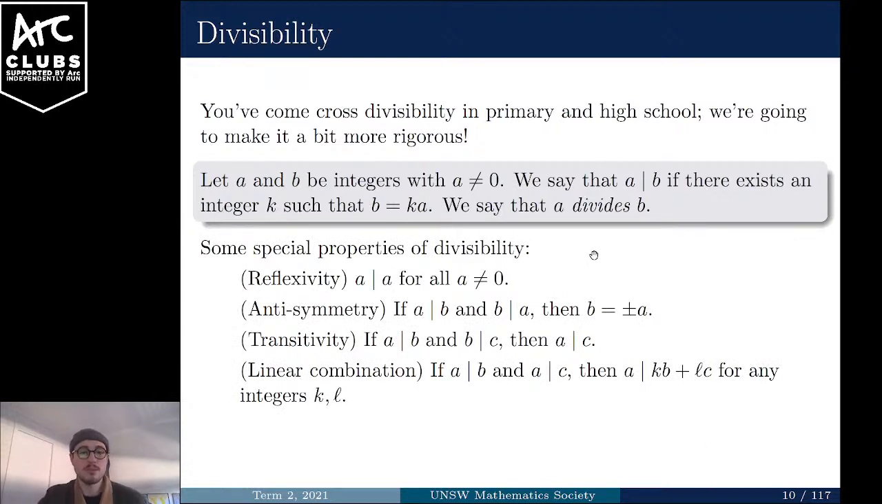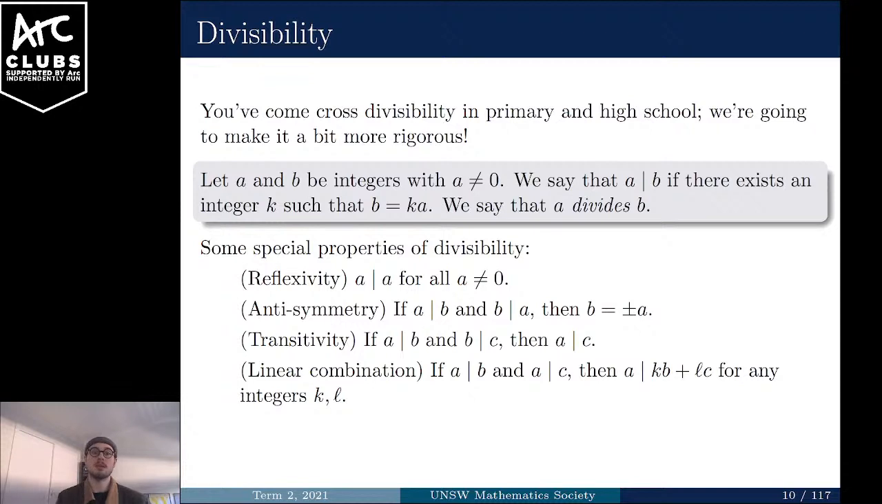Some special properties of divisibility. The first three are going to stick out to you if you've done discrete maths as well, talking about equivalence relations and that kind of area. The one I really want to touch on is the last one, where we're talking about linear combinations. So we can say if A divides B and A divides C, well then A also divides a linear combination of B and C for any integers K and L, right?